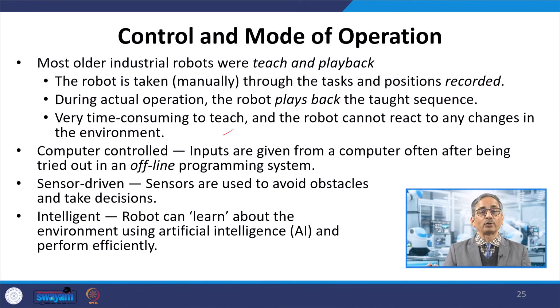The other type of control could be computer control. Here inputs are given from the computer, often being tried out in an offline programming environment. I'll be discussing much more detail about the offline programming environment during a later part of this lecture. Then the control could be sensor driven. Sensors are used to, say, avoid obstacles and take decisions. We could use IR sensors or other sensors for that purpose. Then there is intelligent control, where the robot can learn about the environment using AI and perform efficiently.